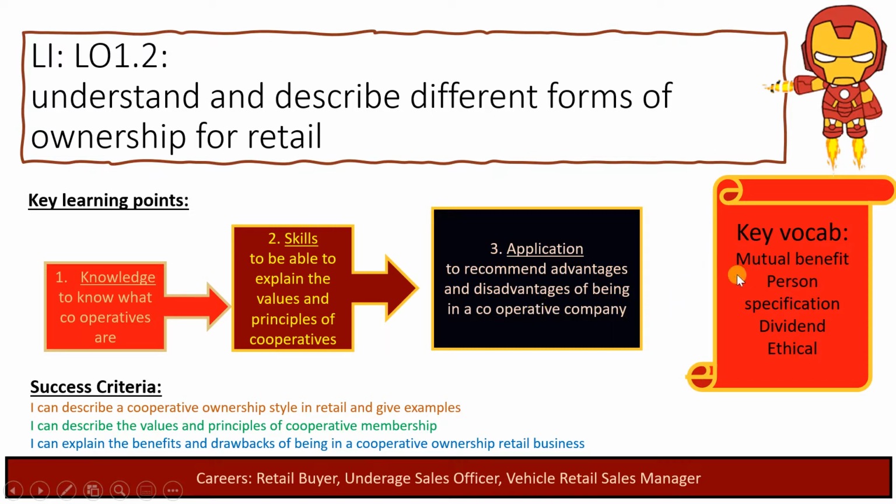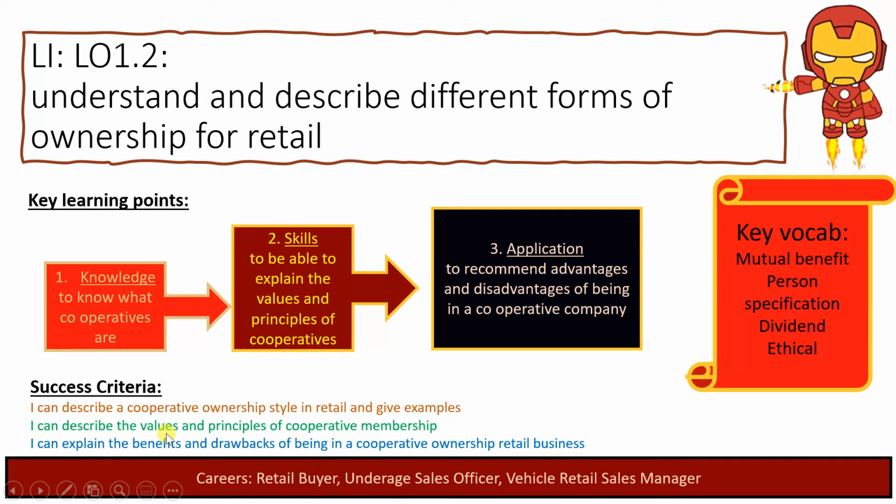The key words we're looking at for this particular lesson are mutual benefit, person specification, dividend, and ethical in terms of ethical trading. So what we need to make sure is that we've got the definition of a cooperative accurately as one of our success criteria.